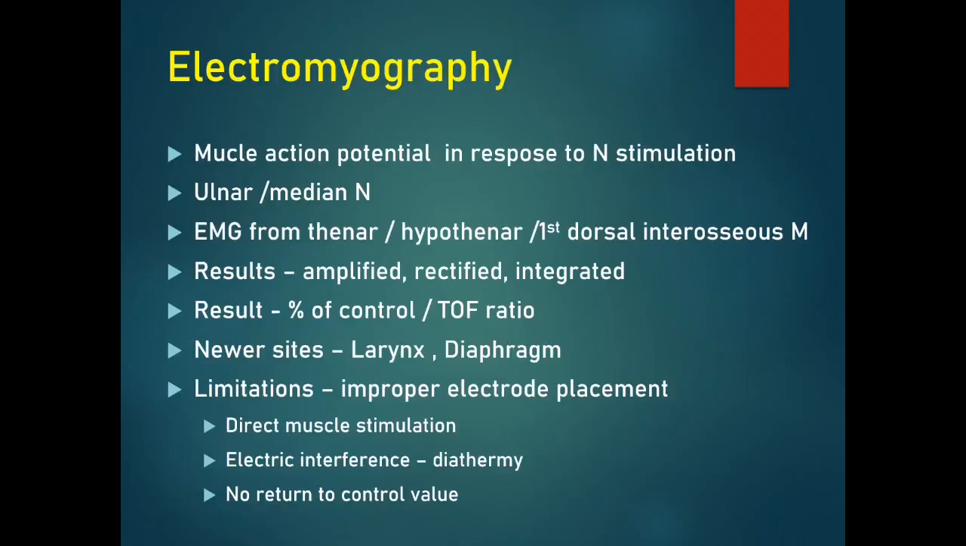That is, you may not be on the nerve fiber, but you would have applied your electrical stimulation directly onto the muscle, creating a stimulation. Then electrical interference: whenever the patient is undergoing surgery, there can be diathermy interference, which can interfere with your train of four stimulation, and there is no return to the control value.